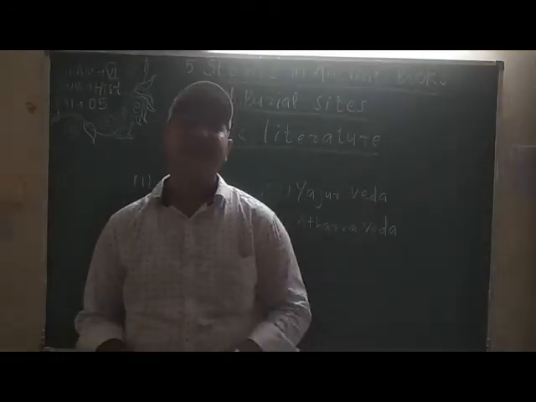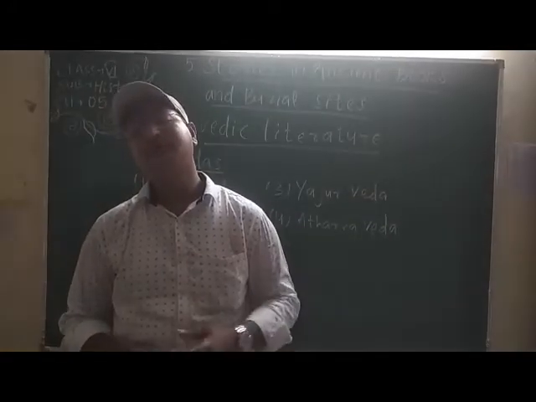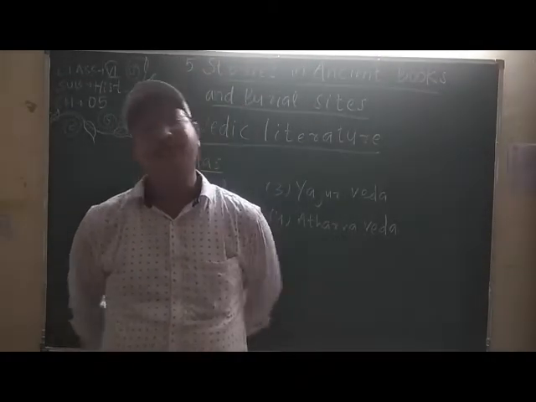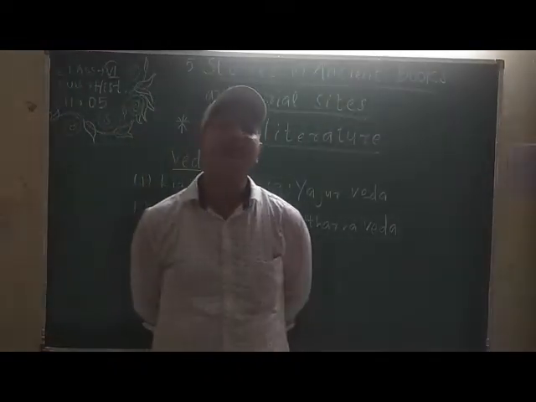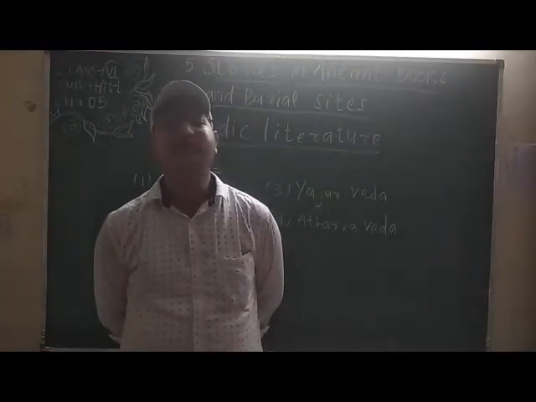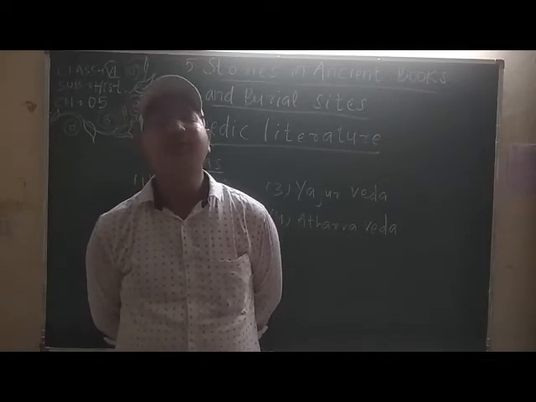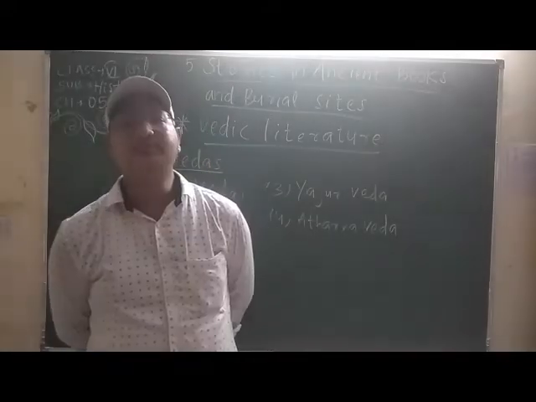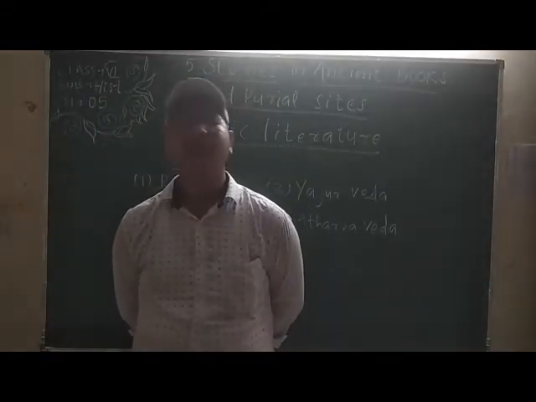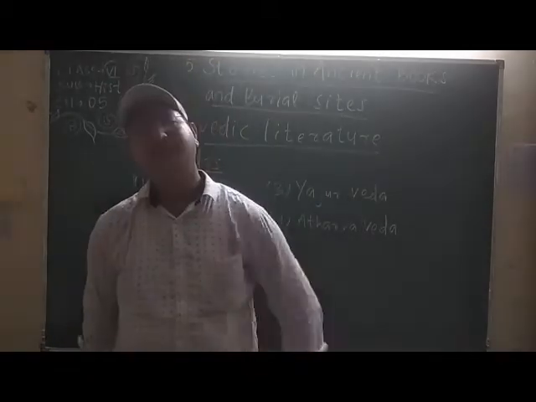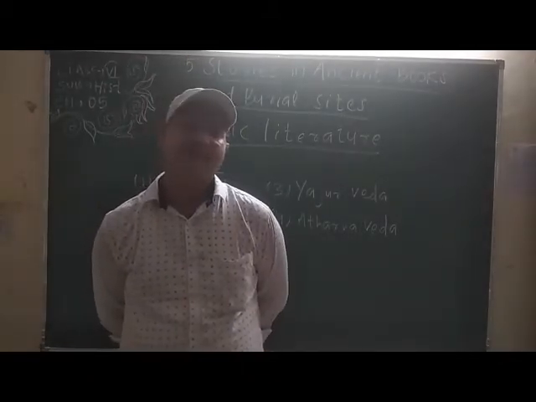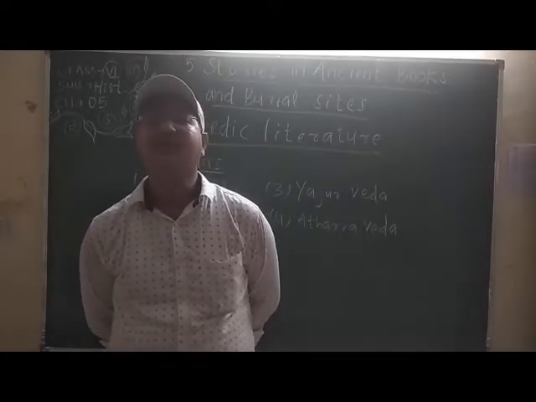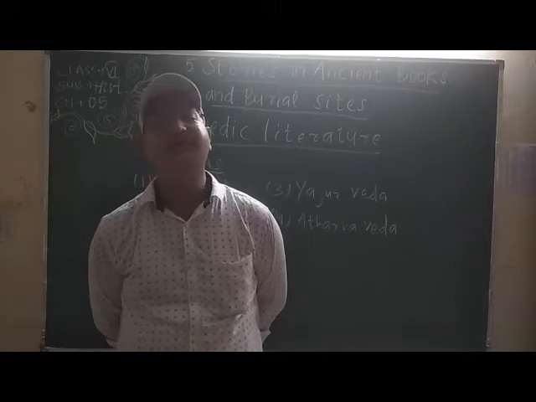Students, you know that the sources of studying history are many, and among them two major sources are there. The first one is archaeological and the second one is literary. So among the archaeological sources there are many elements like monuments, inscriptions, manuscripts, different types of buildings and etc. So in literary sources we come across ancient books, literatures.